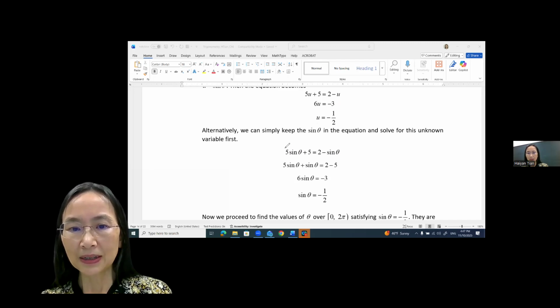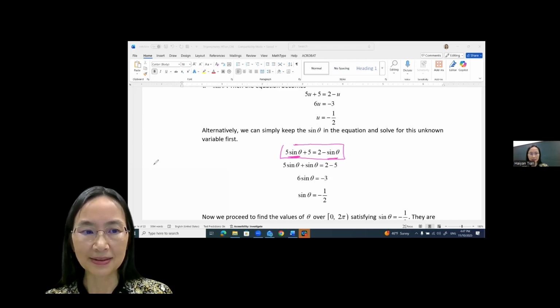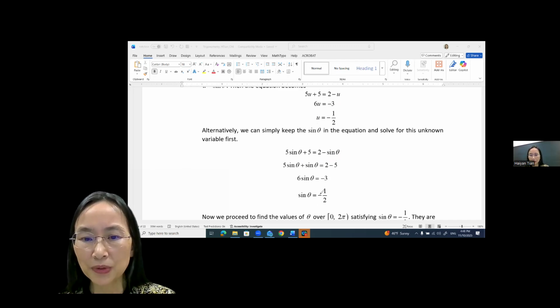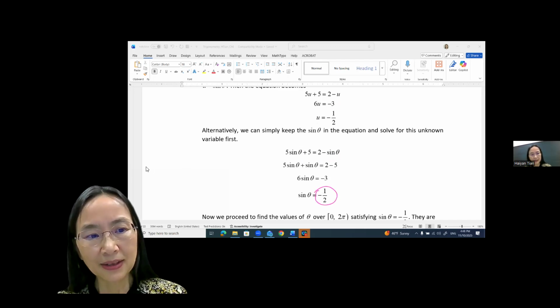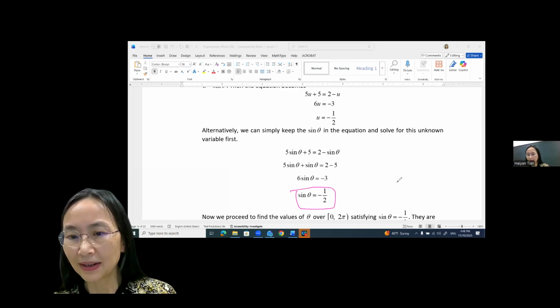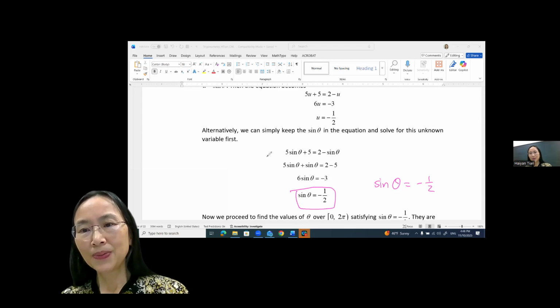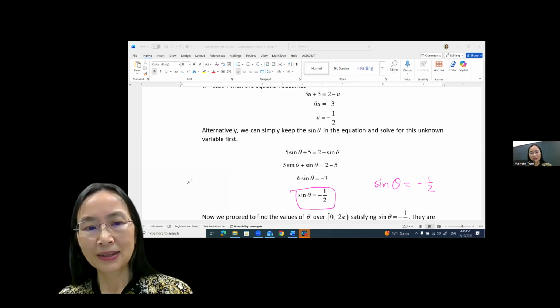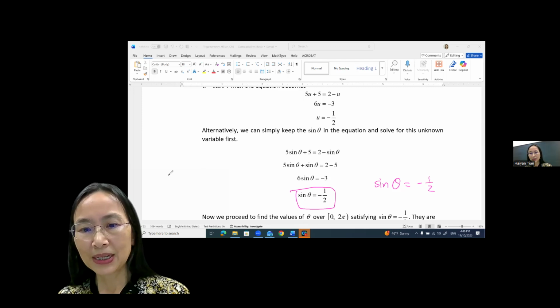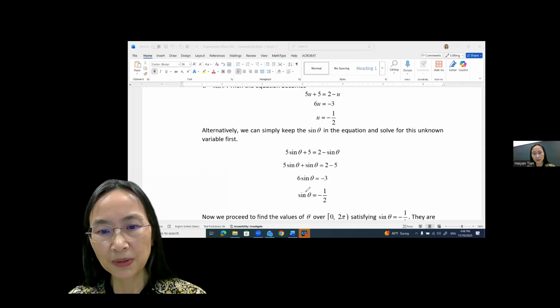So this is recognized as a linear equation in sine theta, when we treat sine theta as the variable. And then once we find sine theta, what is theta? Next, we're going to determine theta for which the sine value is negative half. Again, for this, we can do the sine inverse. So let's go from here.